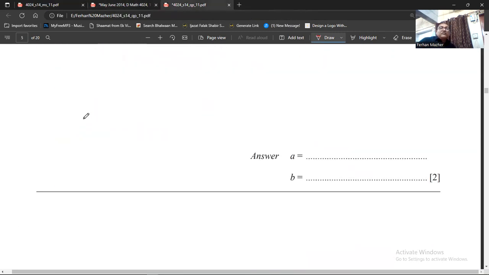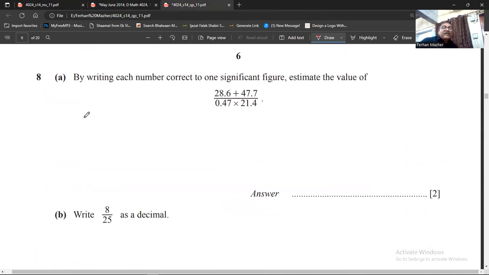Question number 8, A part. By writing each number correct to one significant figure, estimate the value of the expression. 28 in one significant figure will be 30, and plus.